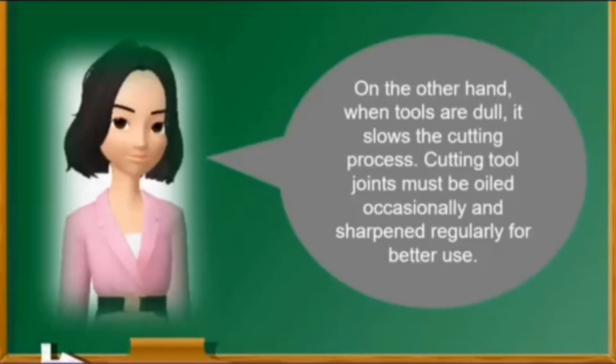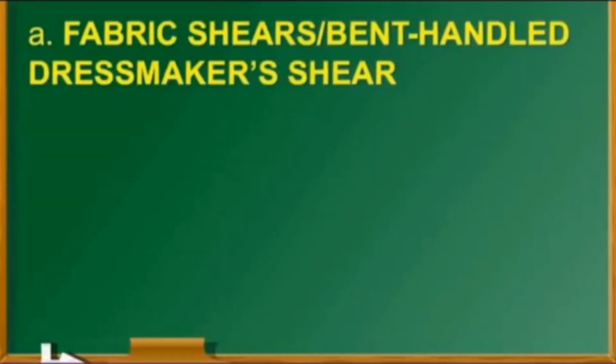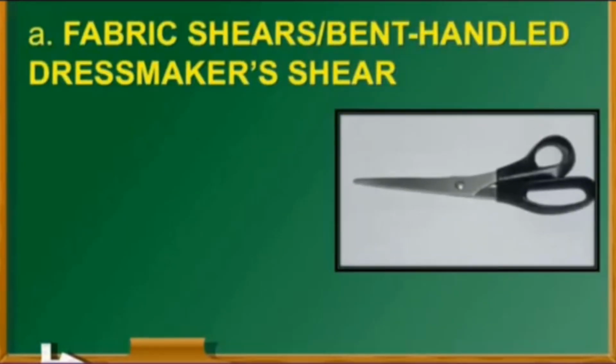On the other hand, when tools are dull, it slows the cutting process and makes your wrist and hand tire easily. Cutting tool joints must be oiled occasionally and sharpened regularly for better use. Examples: fabric shears or the bent-handled dressmaker shear.